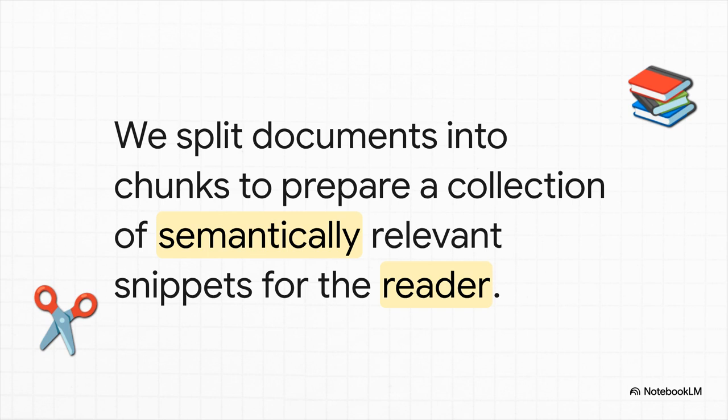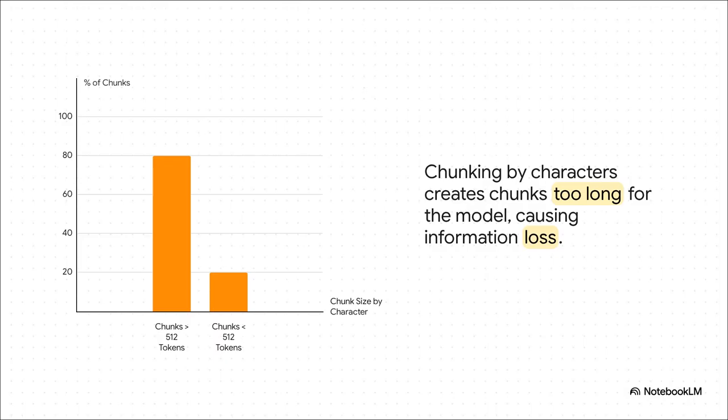If the chunks are too small, you lose all the important context. But if they're too big, the key information gets buried in a sea of noise. It's a bit of a Goldilocks problem. And this is a super common mistake people make. Let's say you just split your documents by character count. Look what happens. A huge number of your chunks end up being bigger than the model's context window, in this case, 512 tokens. Now, a token is basically a word or a piece of word. It's how the model reads. So if your chunk is too long, the model literally just stops reading. It truncates it, and you lose all that valuable information at the end.